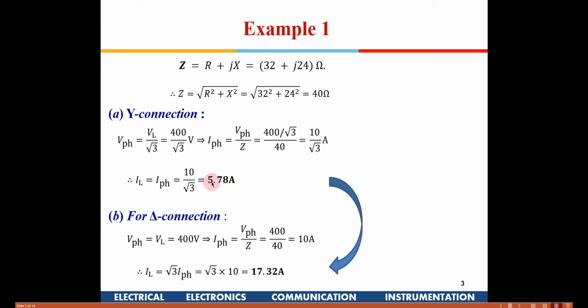See, the current here is 5.38, because here the entire line voltage is available, that is why one root 3 factor goes up, and then again the line voltage itself is root 3 times the phase voltage. So if you see the current for a Y connection and a delta connection, it is almost a factor of 3.